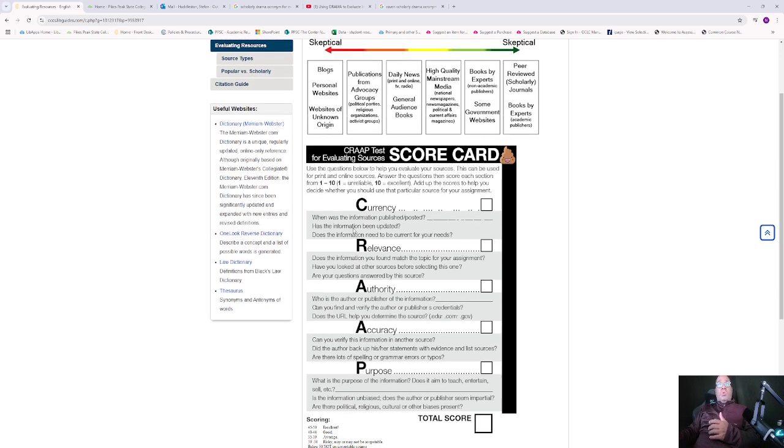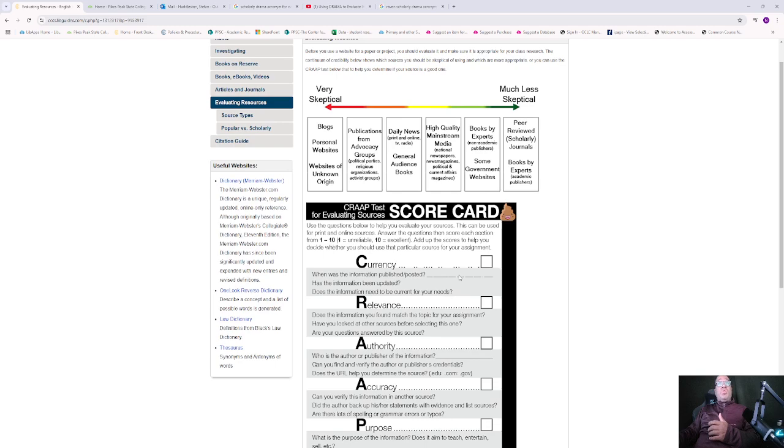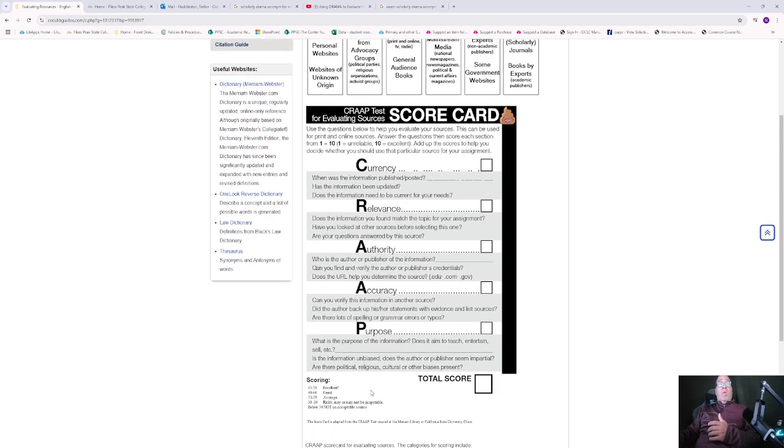With all of these sources, then what you're going to do is you're going to assign a score of 1 to 10, and then you want to match it down here at the bottom. A higher score, of course, means you've got a good source. A lower score means you might want to ask some questions about the sources you have.